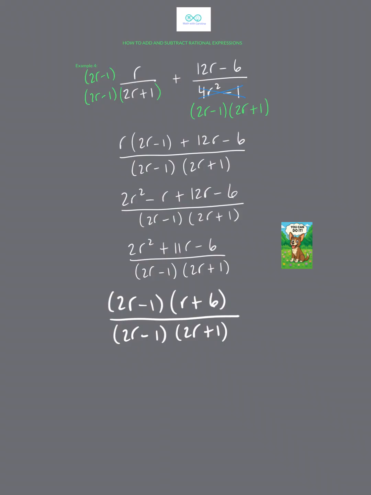You will see that you do have a 2r minus 1 factor in common, so those divide out so that you have a final answer of r plus 6 over 2r plus 1. Let's look at a couple more examples.